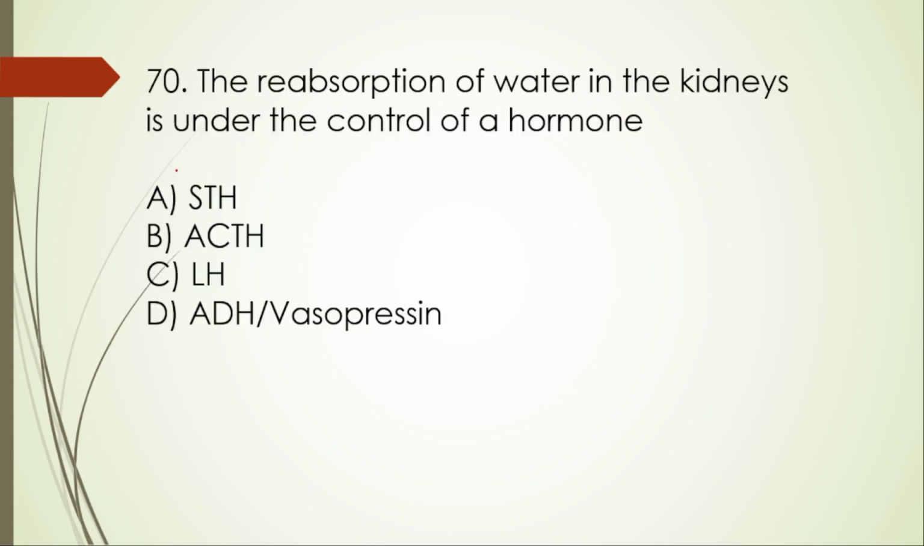70th question. The reabsorption of water in kidneys is under the control of the hormone A. STH, B. ACTH, C. LH, D. ADH, that is vasopressin. So here the right option is option D, ADH, anti-diuretic hormone. It is also known as vasopressin. It is responsible for regulating water balance in the body.